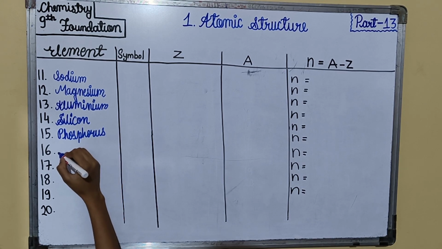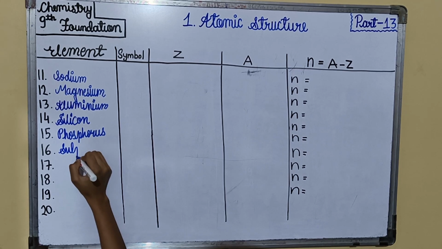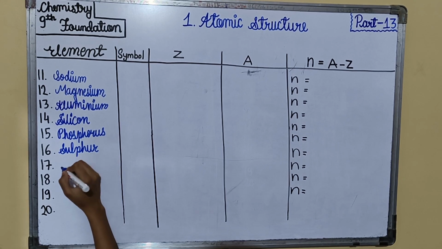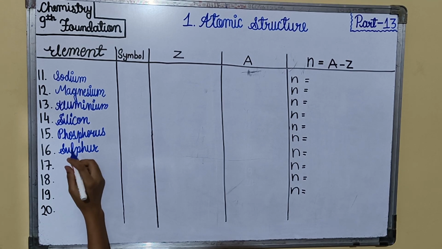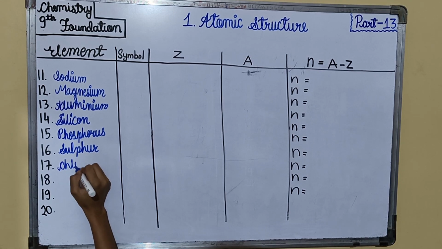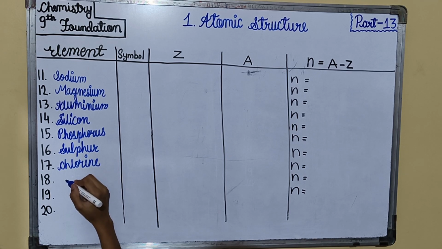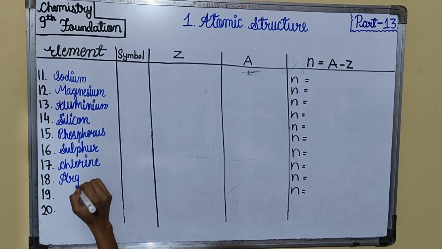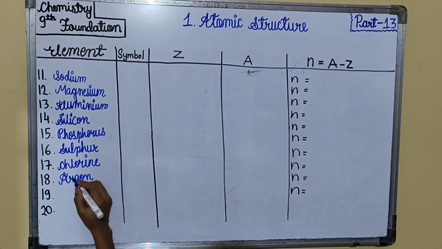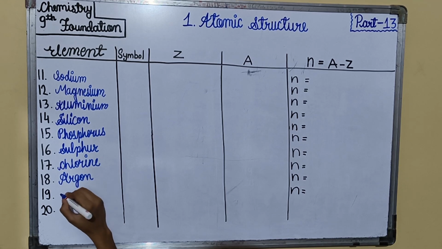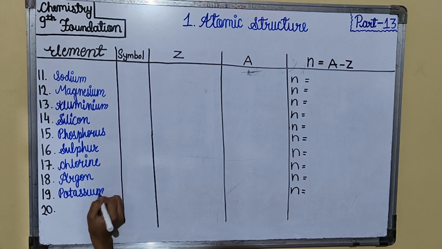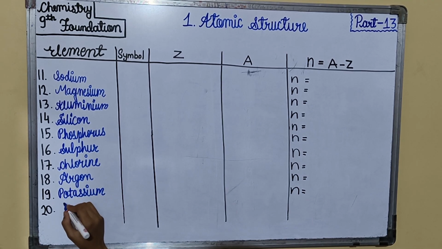16th element is sulfur. 17th element is chlorine. 18th element is argon. 19th element is potassium. 20th element is calcium.